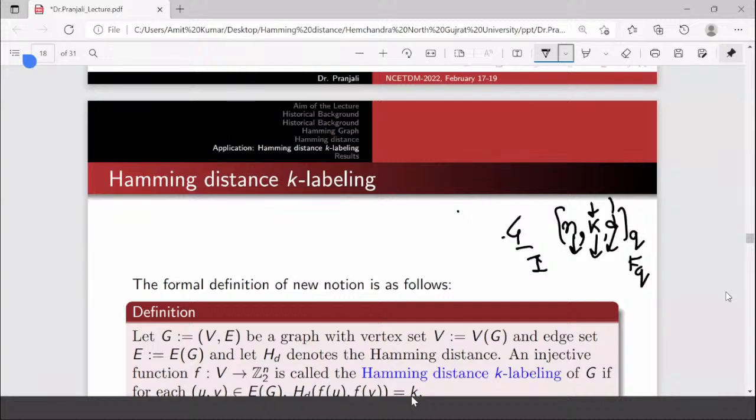Now, what is our aim? We want to start from the code, and with the help of Hamming distance k labeling, if I am able to label the vertices, or my graph admits a Hamming distance k labeling, then this code can be sent with the help of that graph. So I want to correspond a code with a graph using the concept of Hamming distance k labeling. So what is a Hamming distance k labeling?